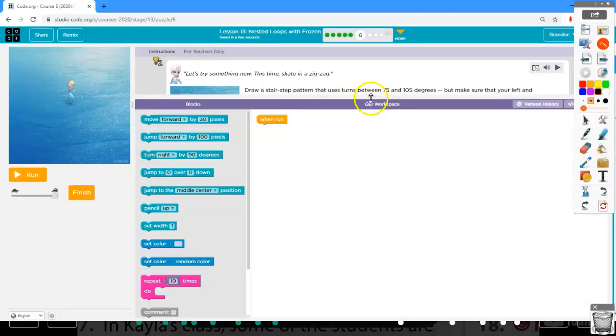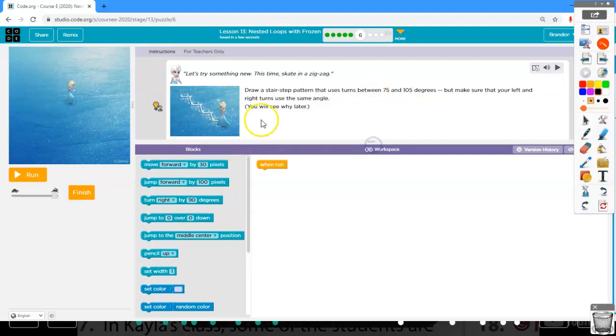Let's try something new. This time, skate in a zigzag. So draw a stair-step pattern that turns between 75 and 105 degrees. Make sure that your left and right turns use the same angle. So what do we need to do? Well, it says we need to move forward, and it doesn't tell us how much, so we'll just leave it at this 30. And then it says we need to do a zigzag. So we're going to turn 75 to 100 degrees. So let's do that. And 90 is straight up and down.